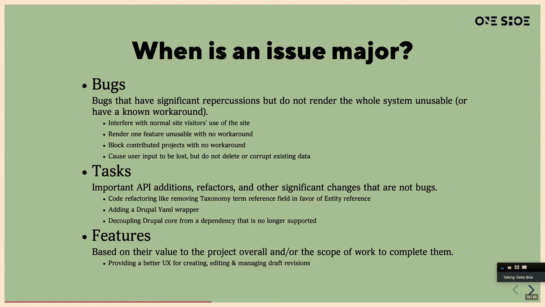And features could be major based on their value to the project overall, or the scope of work to complete them. An example could be providing a better UX for creating, editing, and managing draft revisions, for example. And like I said before, normal and minor we haven't discussed, but normal would be everything else, and minor is basically cosmetic issues that do not influence the functionality or main purpose.